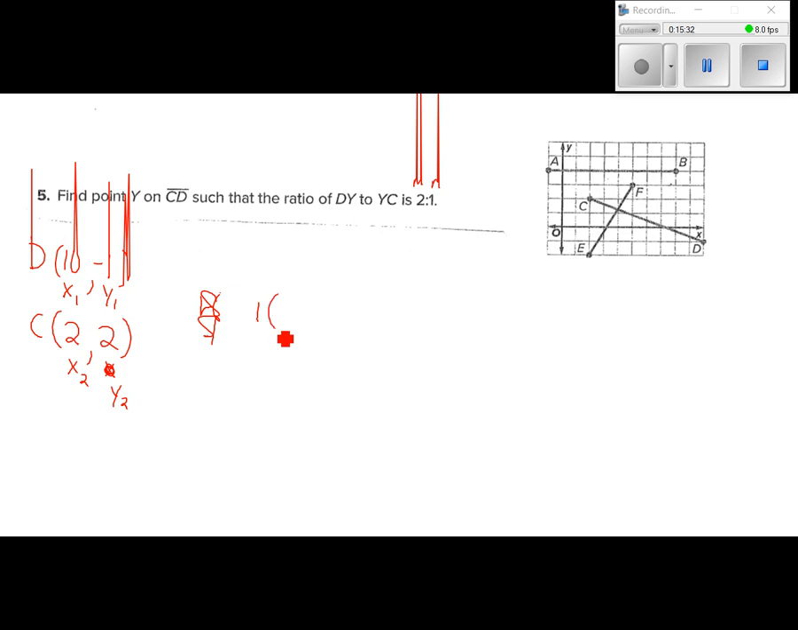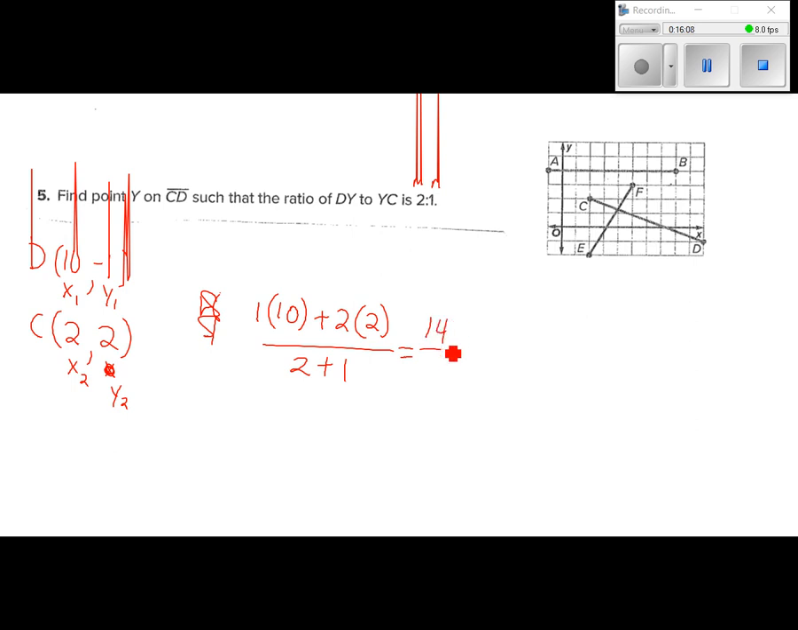One. What's x1? 10. Plus, what's m? What's x2? And all that divided by 2 plus 1. Remember on this, do the top first, so type in the top into your calculator. What do you get on top?